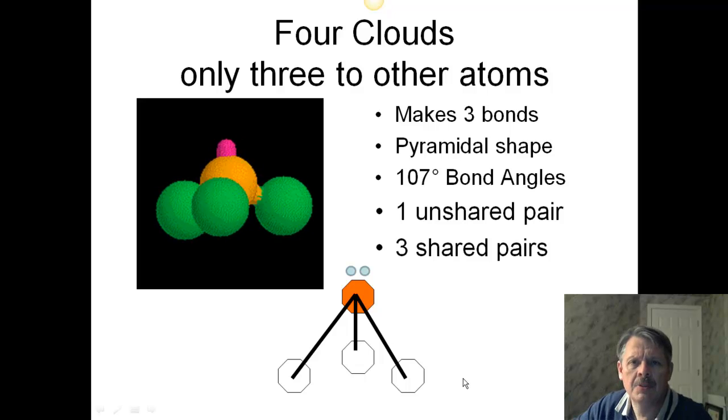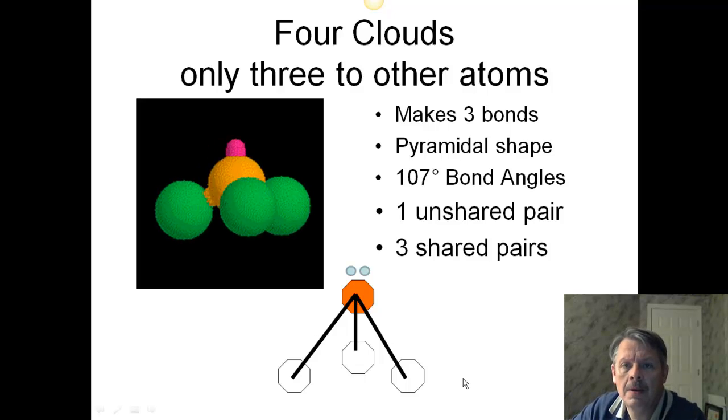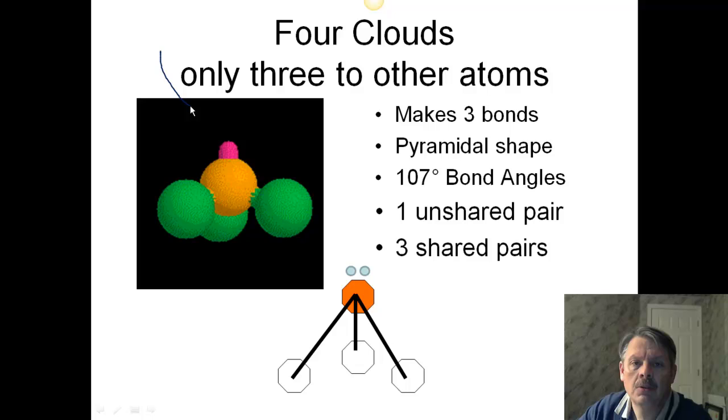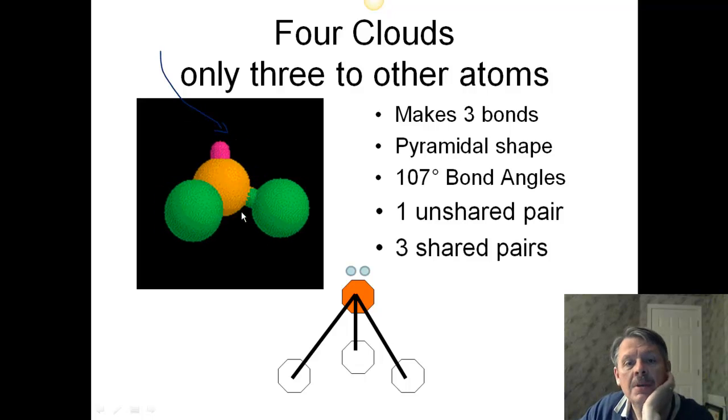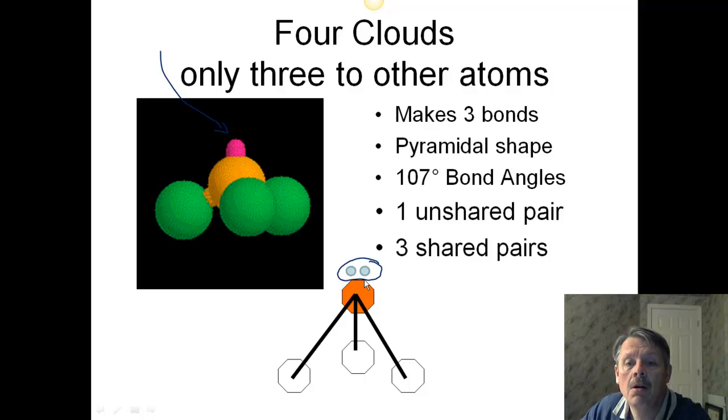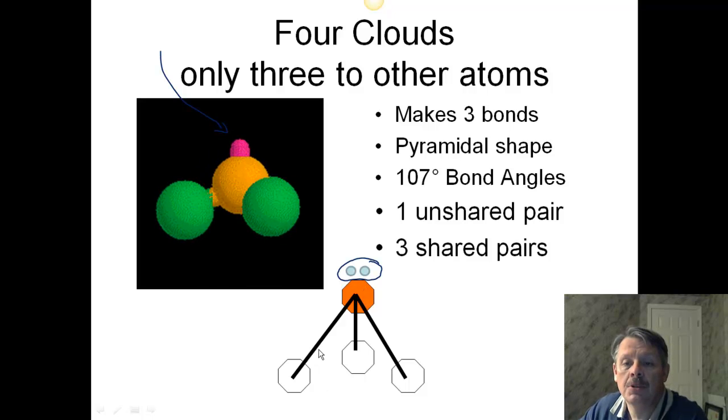But what happens if you only have 3 clouds? All right. I'm sorry, you still have 4 clouds, but they're only to 3 other atoms. Notice that the one up on top, I don't know if I can do this. Let's see what happens. Yeah, I can do that. That one that's up on top, it's not bonded to anything. So you'll notice when we drew it this way, we have an unshared pair of electrons sitting up the top. We have 3 shared pairs, that's these lines down here.